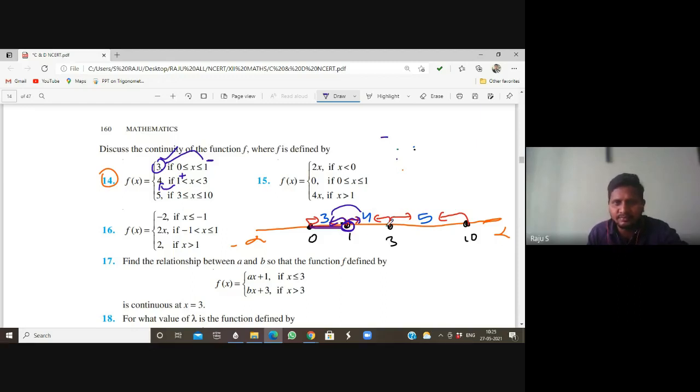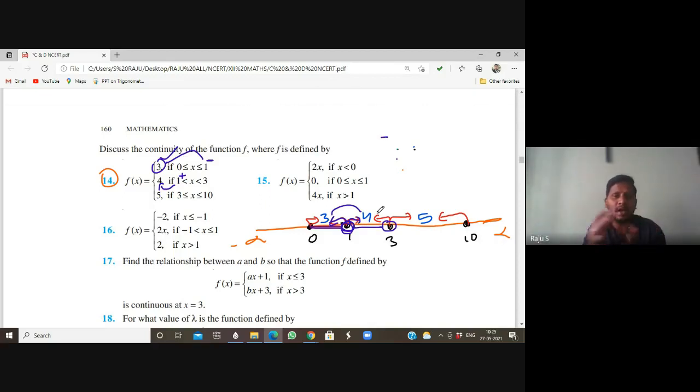Next, at a particular point 1, then not 1, not 3, between those values, like 1.1 to 2.999, the given function value is 4, again a constant function. A constant function is always continuous. Between 1 to 3, 4 is a constant, it is continuous. Very carefully you have to understand, and it is very easy. So between 0 and 1, it is 3, continuous.